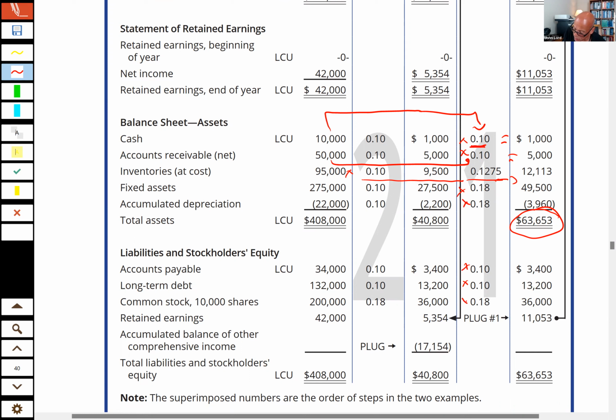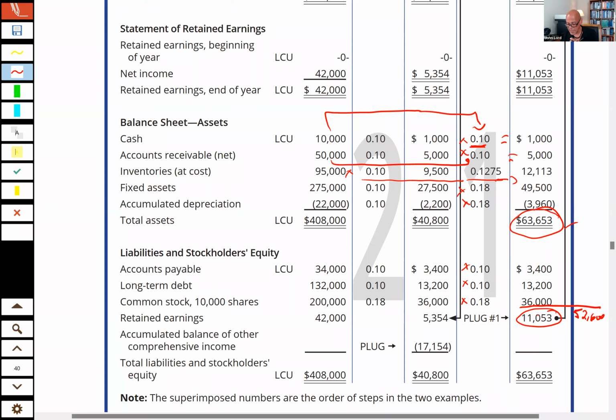For common stock, they told us, or I put on the flashcard, use a historical rate. Now, when you do that and you add 3,400 plus 13,200 plus 36,000, you get 52,600. Does the balance sheet balance? The balance sheet isn't balancing right now. Does the balance sheet have to balance? Yes. And so what they did is they said, well, I need $11,053 to make the balance sheet balance.